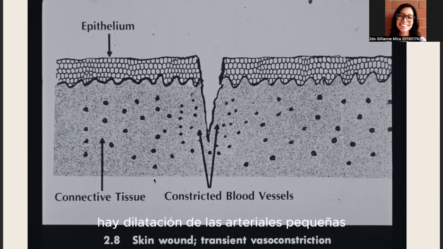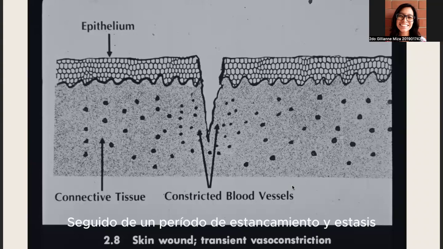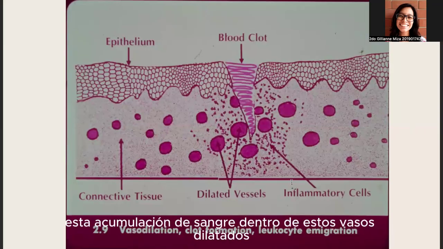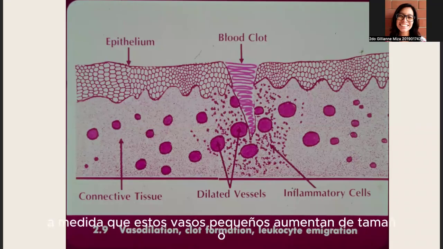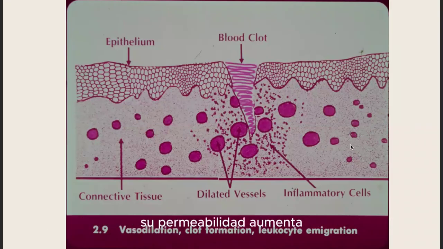Following the vasoconstriction, there is dilatation of the small arterioles, capillaries, and venules, which results in a brief increased flow through these vessels, followed by a period of stagnation and stasis of the blood within these vessels. This pooling of blood within these dilated vessels is called hyperemia. The blood from small ruptured vessels flows out into the wound for the formation of the blood clot. As these small vessels increase in size, their permeability increases. That is, they allow fluids to pass through the endothelial lining and out into the adjacent tissue.